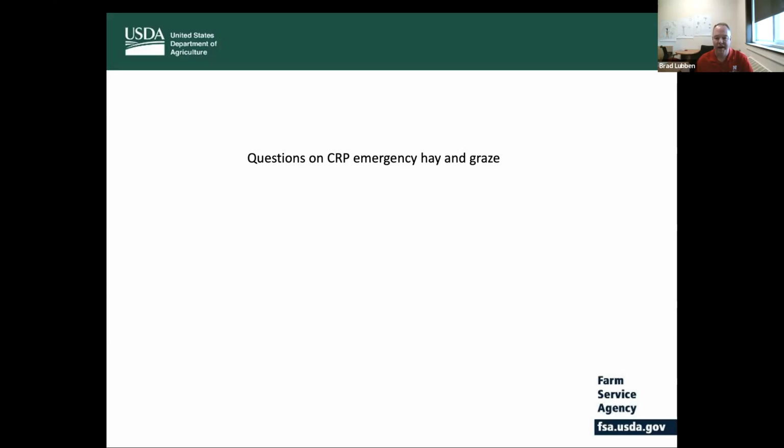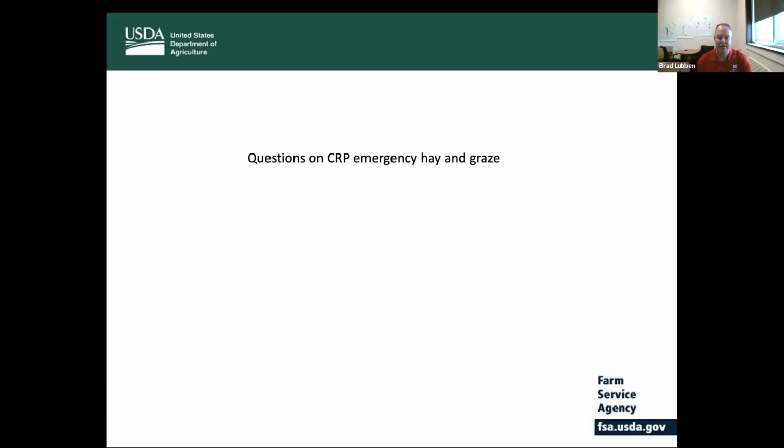Okay. Two more questions relative to that haying and grazing. If a producer already has a managed haying and grazing practice under traditional CRP sign up, they're already using a managed haying and grazing practice. What does that do or not do to the emergency haying and grazing opportunity?